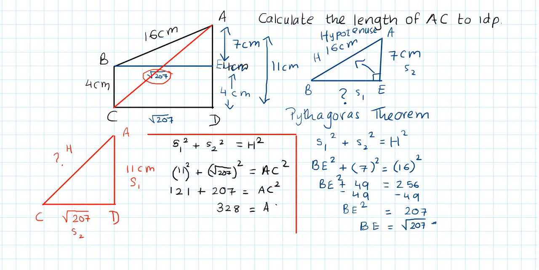To find the length of AC, I just square root both sides. So AC is the square root of 328. Now I can work out the decimal value because the question wants it to one decimal place. That is 18.11, which to one decimal place is 18.1 centimeters. Okay, that's all for this particular question.